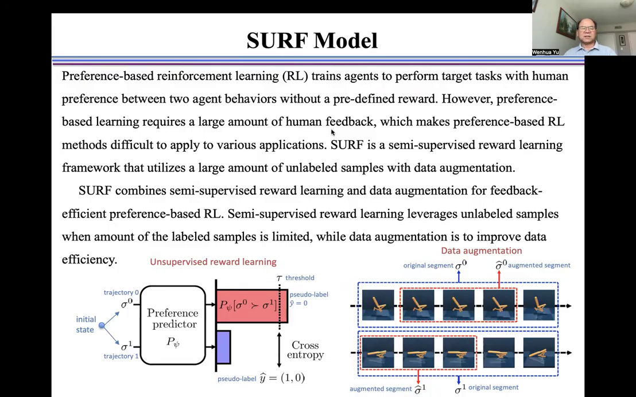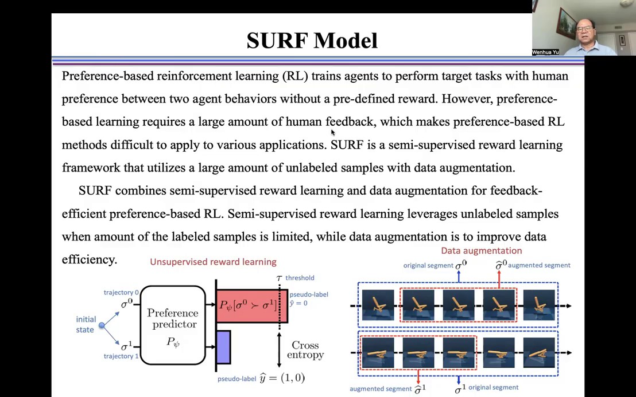However, preference-based learning requires a large amount of human feedback, which makes preference-based reinforcement learning methods difficult to apply to various applications. SURF is a semi-supervised reward learning framework that utilizes a large amount of unlabeled samples with data augmentation. SURF combines semi-supervised reward learning and data augmentation for feedback-efficient preference-based reinforcement learning.